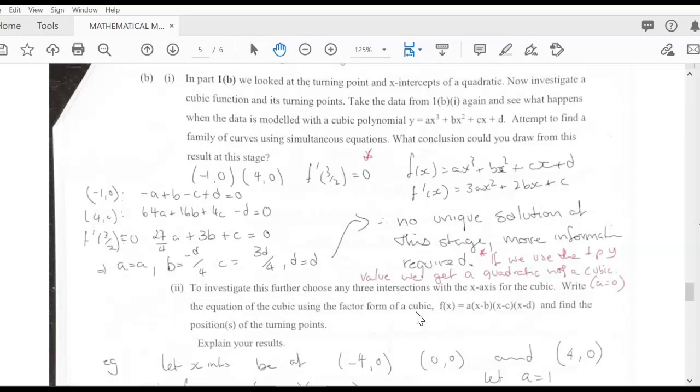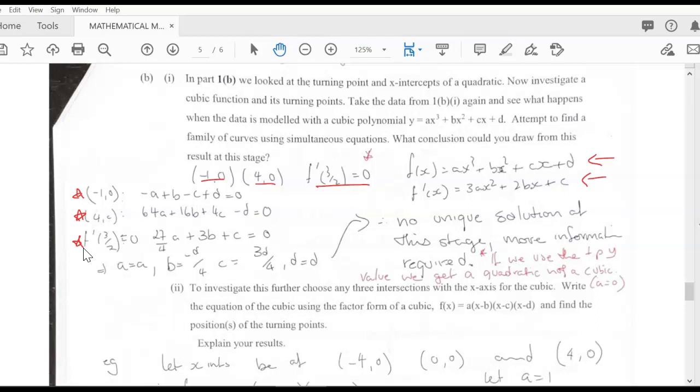So we've got our x-intercepts, and the gradient is 0 at x equals 3 on 2. Here is the polynomial form of your function, and there is the derivative f dash x. So what we have here is we're substituting in -1, 0, 4, 0, and then your gradient is equal to 0 at x equals 3 on 2. So solving this in the calculator, we don't get unique answers for a, b, c, and d. So no unique solution at this stage.